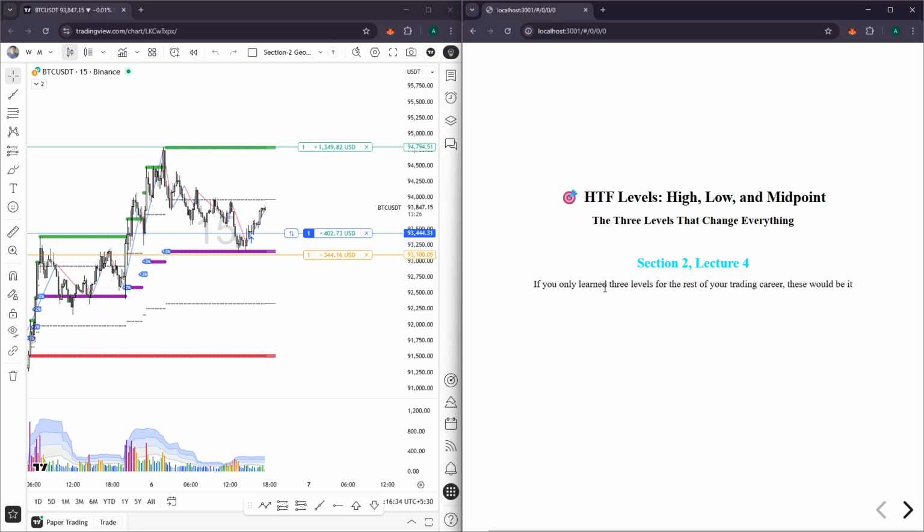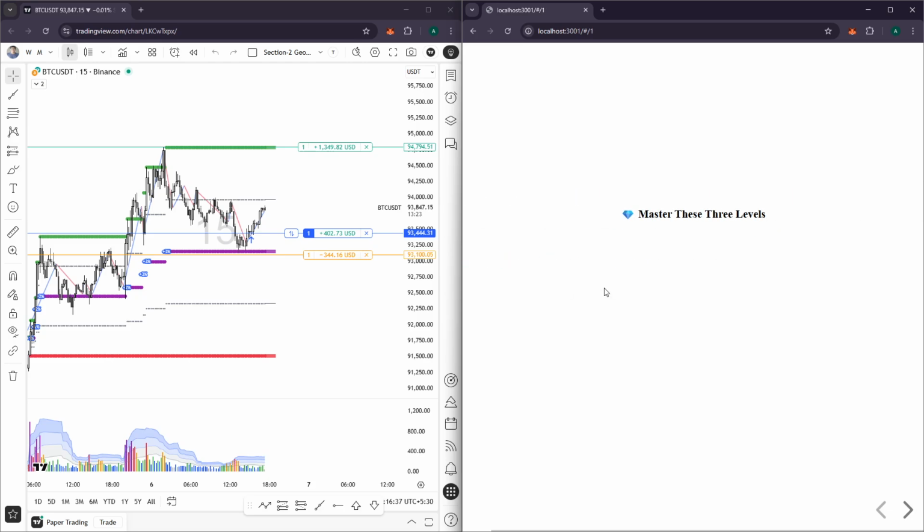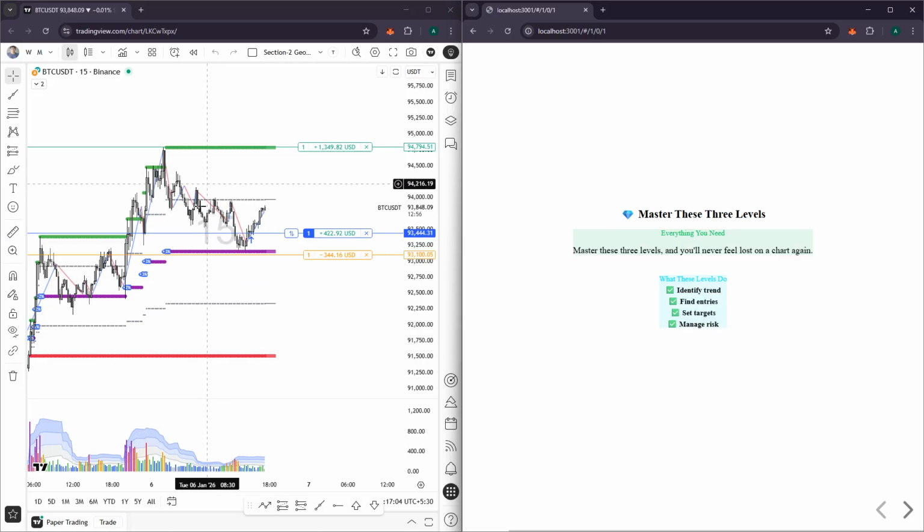So let me show you what I mean, okay? I'm going to be showing you exactly how to use these levels to identify trend, find entries, set targets, and manage risk. Everything you need is in these three levels, okay? And specifically, those three levels are divided into these five levels, so like one, two, three, four, five, okay?